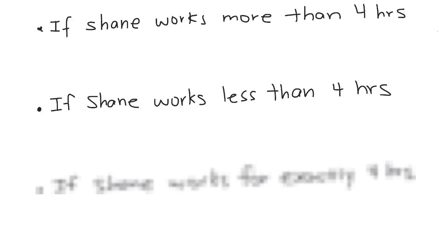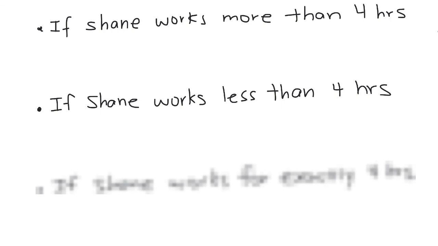So using that information, I've come up with these 3 conditions. If Shane works more than 4 hours, if Shane works less than 4 hours, or if Shane works for exactly 4 hours. So dependent on these 3 conditions, that's going to determine whether or not Shane chooses job A or job B. One is going to be better than the other, or maybe they will be the same and there will be no difference.